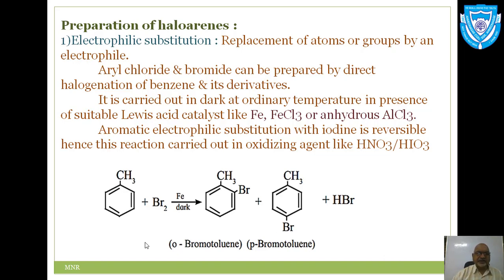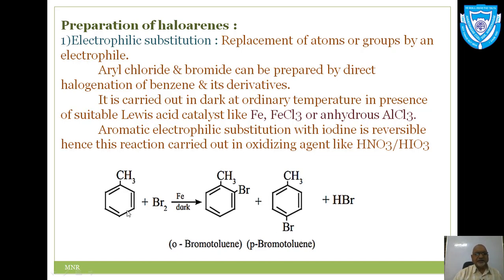Means benzene is treated with halogen, and it is carried out in the dark at ordinary temperature in the presence of a suitable Lewis acid as a catalyst like Fe or FeCl3 or anhydrous AlCl3. Aromatic electrophilic substitution with iodine is reversible, and hence this reaction is carried out in the presence of oxidizing agents like HNO3 or HIO3. If you see in the example, there is toluene, that is methyl benzene.